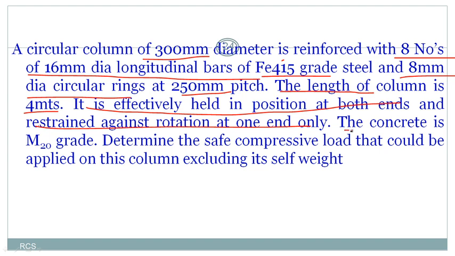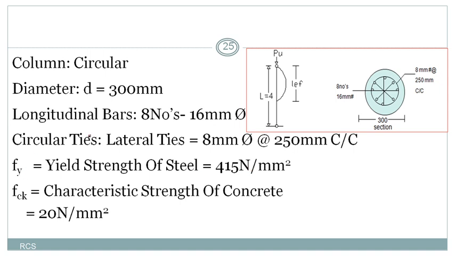So the grade of concrete is M20, and determine the safe compressive load that could be applied on the column excluding the self-weight of the column. So let us see, this is a circular column, right? The diameter of the circular column is 300 mm. The longitudinal bars provided are 8 numbers of 16 mm dia.